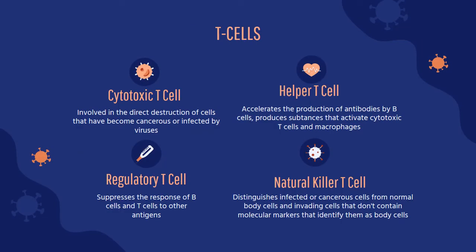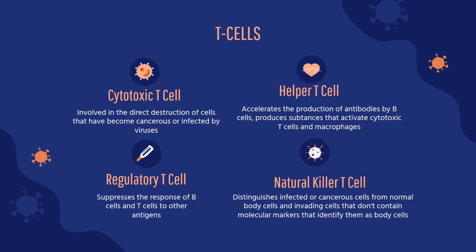And now we will discuss T cells. There are 4 types of T cells, namely cytotoxic T cells, helper T cells, regulatory T cells, and natural killer T cells. Cytotoxic T cells are involved in the direct destruction of cells that have become cancerous or infected by viruses.